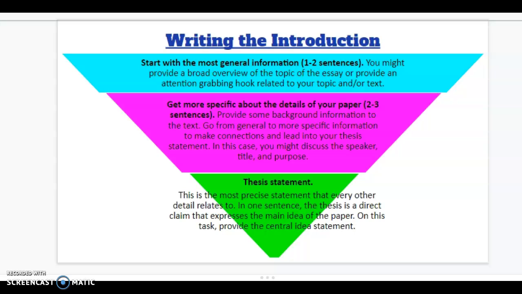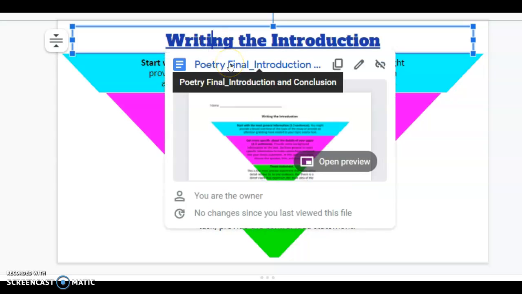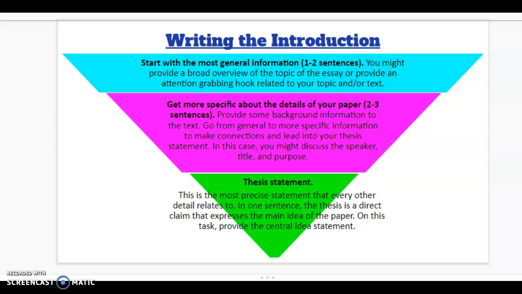Today we're going to have a brief lesson on writing the introduction. There is a link here if you need it to a full document on writing the introduction and conclusion, but I just put it in the slide so that everything is in one place and easily accessible. So when you're writing the introduction, you want to use this visual of the inverted triangle.